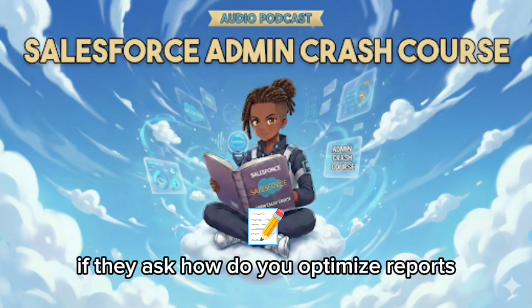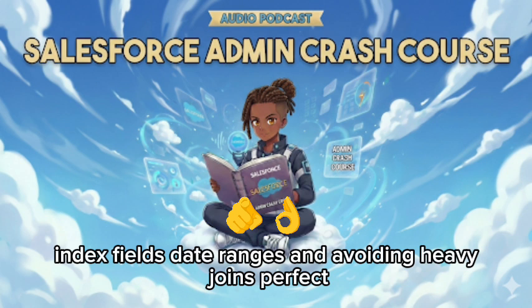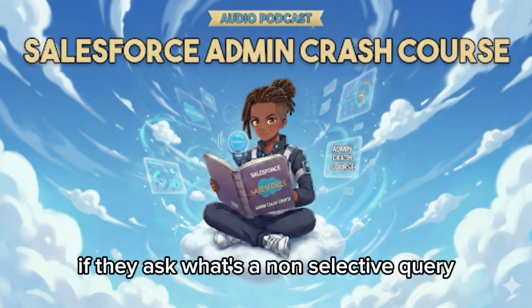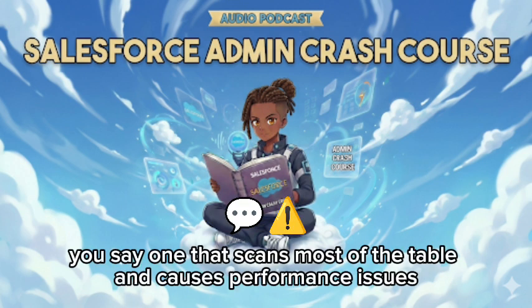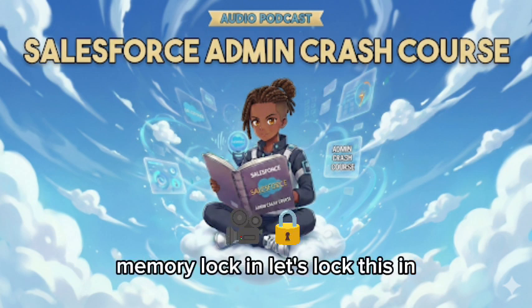Section 10. Interview level answers. If they ask, how do you optimize reports? You say, by using selective filters, index fields, date ranges, and avoiding heavy joins. Perfect. If they ask, what's a non-selective query? You say, one that scans most of the table and causes performance issues. Strong answer.